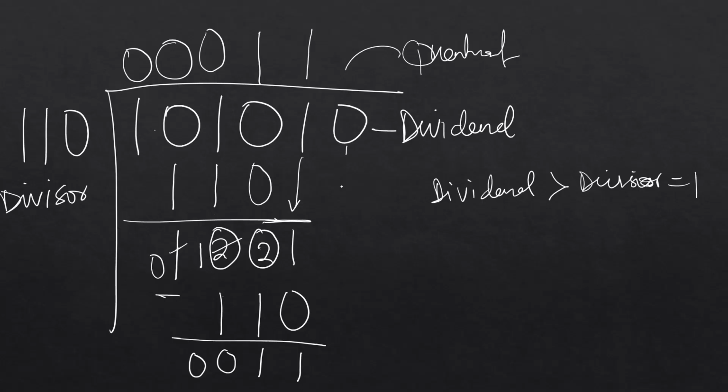So what do you do? You bring the last 0 down. Put it here. So we have 1 1 0 divided by 1 1 0. The answer is going to be 1. 1 times 1 1 0 is 1 1 0. 1 1 0 minus 1 1 0 is 0.